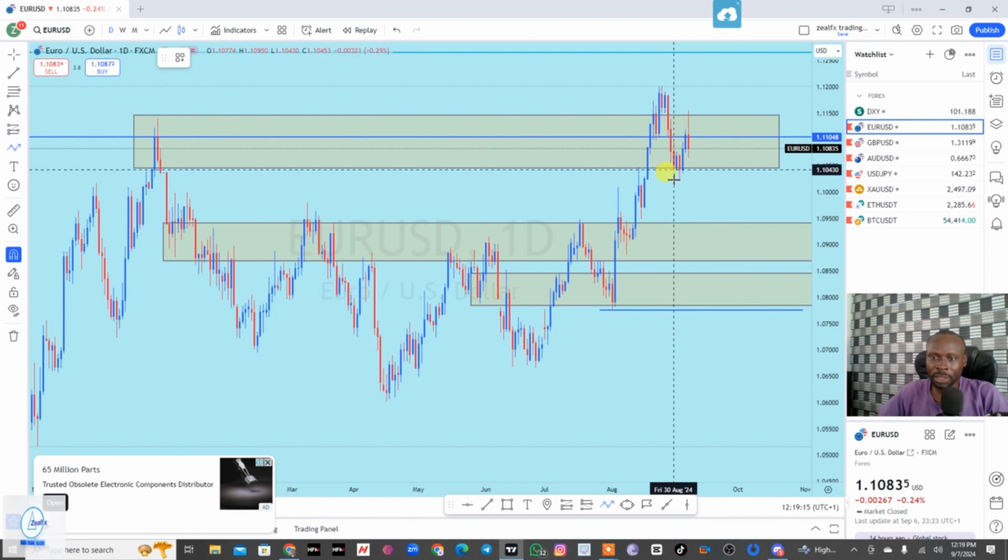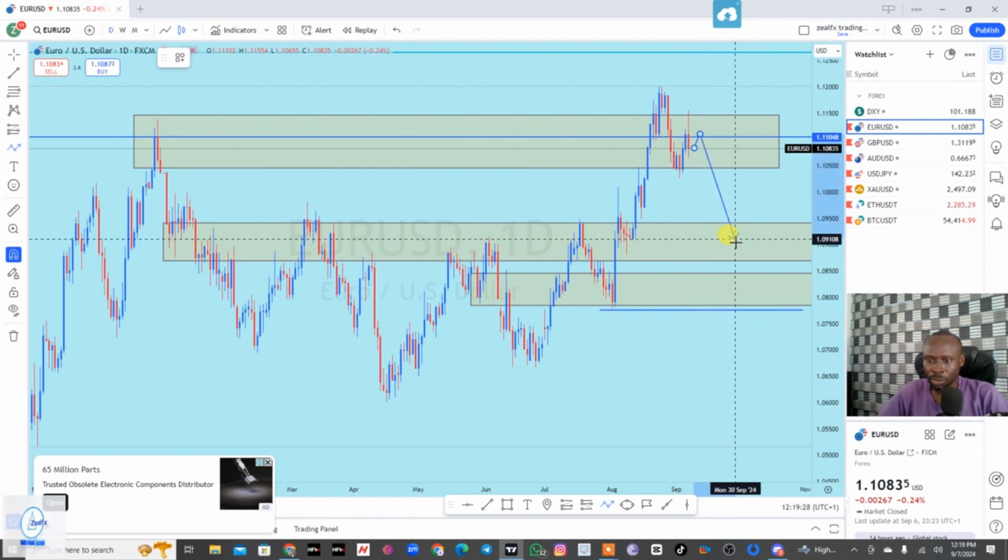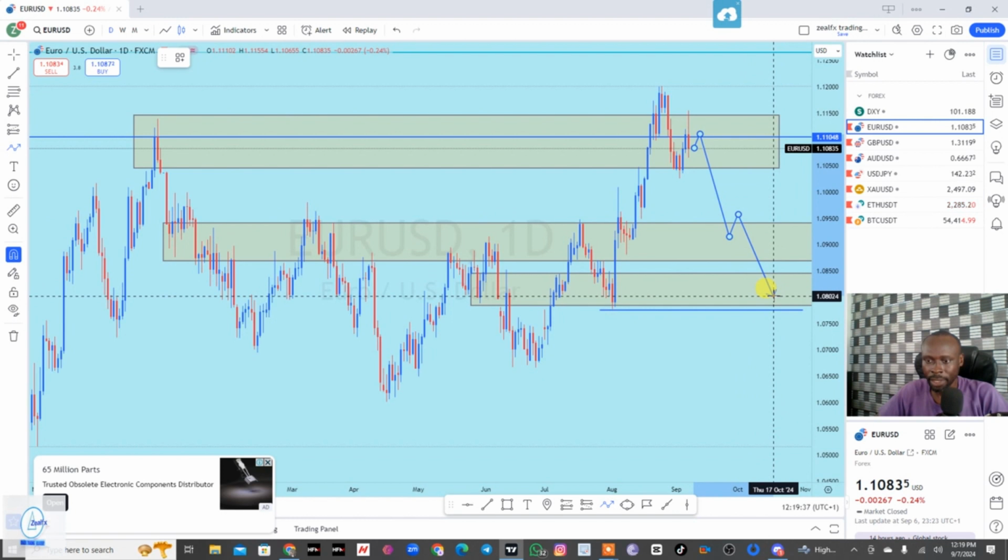An uptrend. Now price has changed its scenario to what? To a downtrend by creating a higher high and lower high. So this week we'll be expecting Euro USD to do a test of this region, then we expect price to drop to this weekly support. So our first target to be here, then our second target to be here.